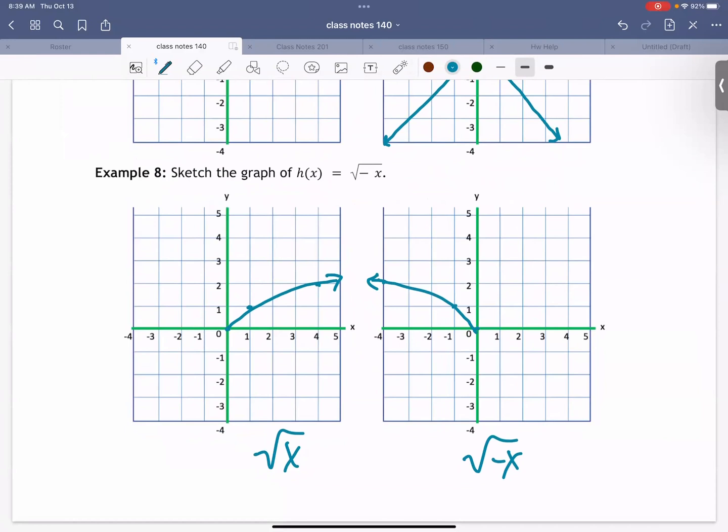So going over this example, we have the graph of the square root of negative x. Why did you choose the graph that you chose, Ainsley? Nice. So you started with the square root function. You knew you had to flip across the y-axis because the negative was on the inside. Now, I do want to just give an alternate example just so you can see the difference.